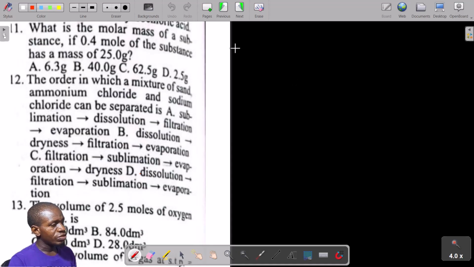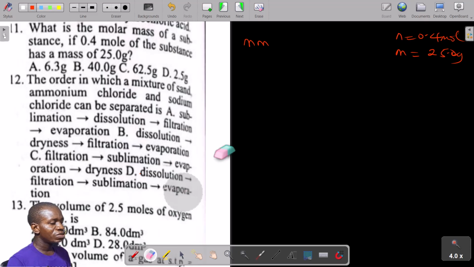The next question, question number 11, says, what is the molar mass? We are looking for the molar mass. This question is very simple. We are given that n is equal to 0.4 mole, and the mass is equal to 25.0 gram. So how do I solve it now? We don't need to waste time. This is not a difficult question. Remember the formula that n is equal to mass over molar mass. So your molar mass will be equal to mass over n.